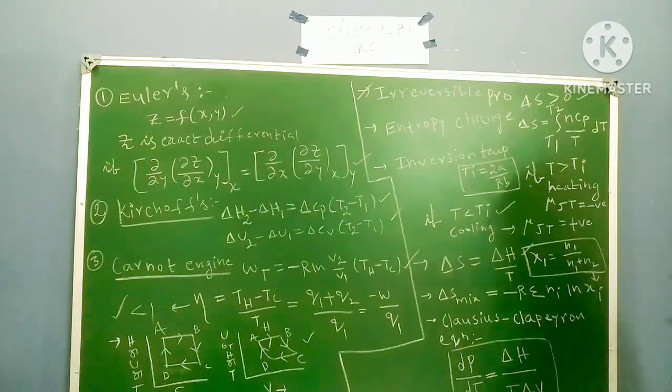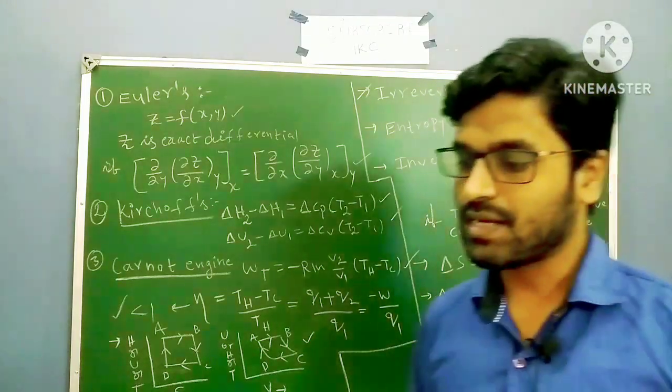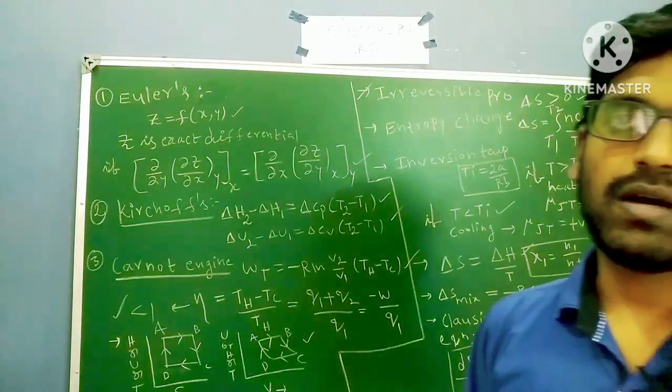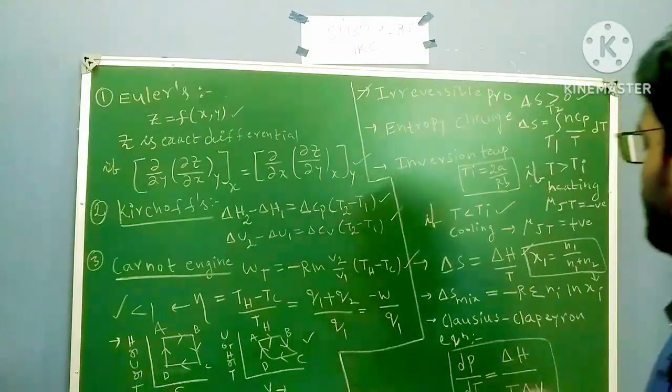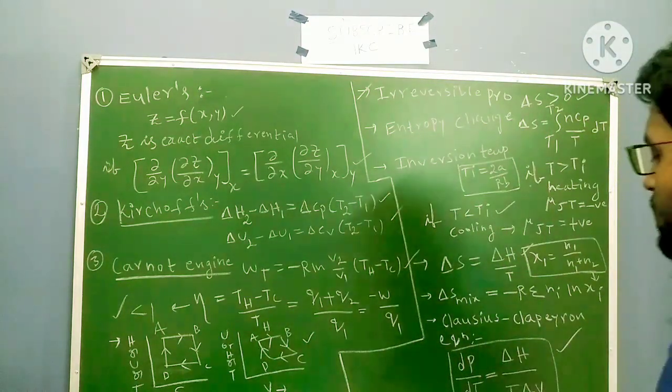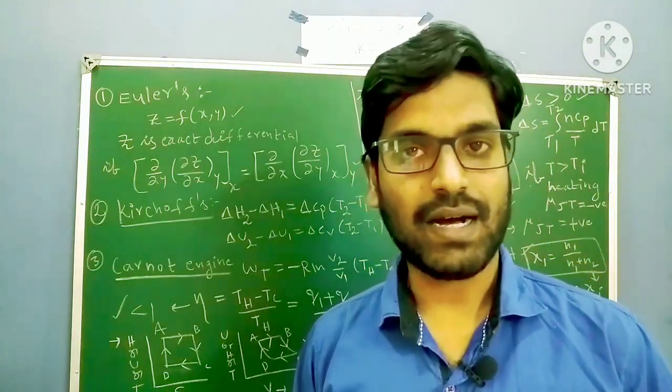Next, Clapeyron equation, dP by dT equal to delta H by T delta V. This equation you can use generally in phase equilibrium, right? So Clapeyron equation, very important formula, dP by dT equal to delta H by T delta V.